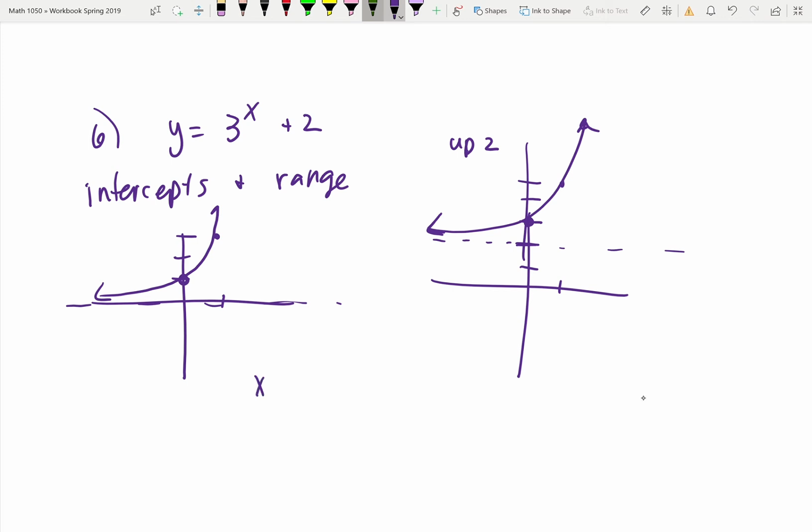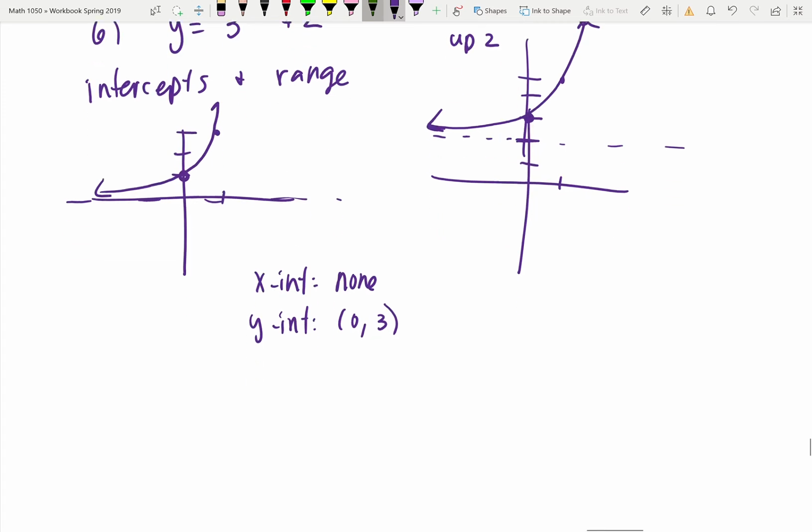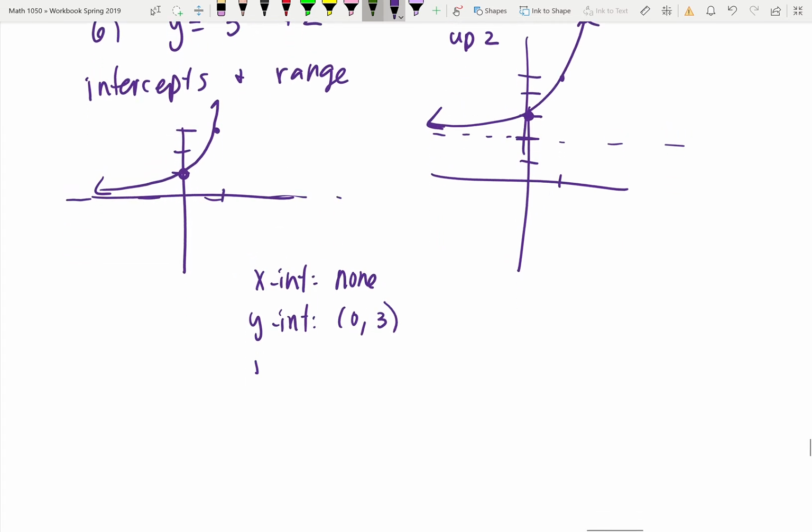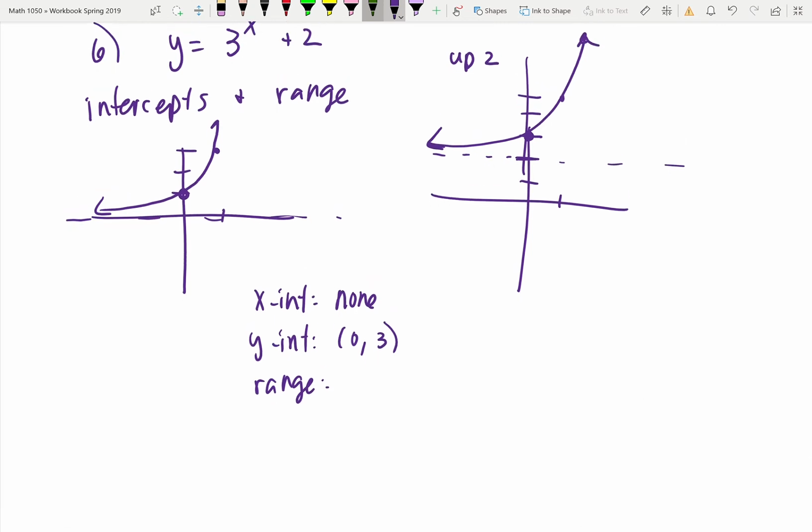So the intercepts: my x-intercept is none. I can see it's never going to hit it. My y-intercept is (0, 3). And then find the range. Range is y, start low. It goes from 2 to infinity, but it's never going to hit 2, so it's 2 with a parenthesis.